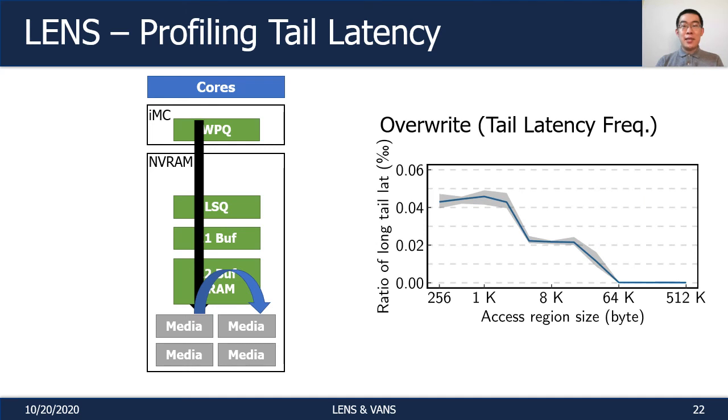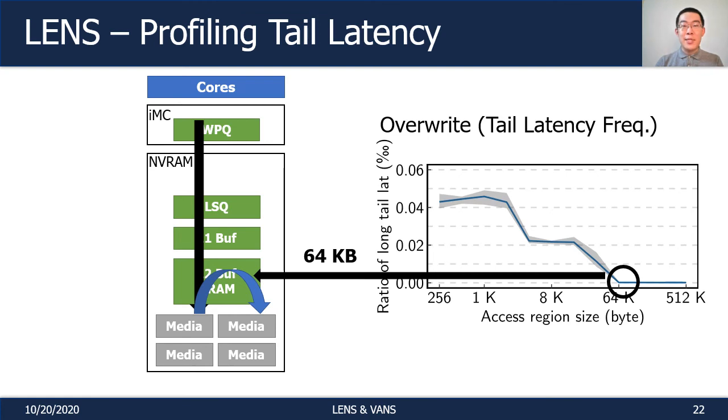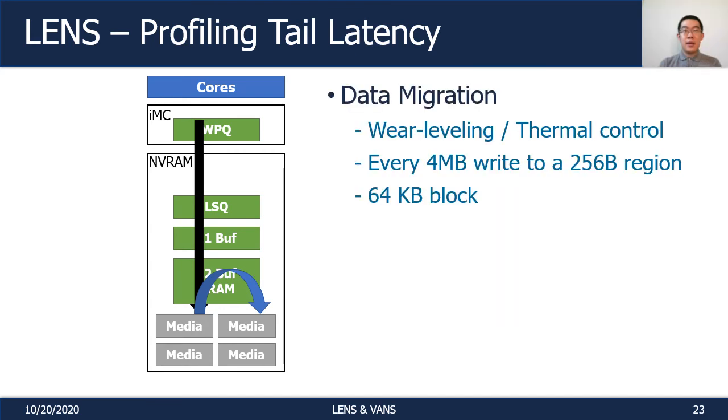To detect the data migration block size for wear leveling, we perform overwrite tests on different sized memory regions and measure the frequency of long tail latency. Here we notice that the long tail latency frequency drops to nearly 0 with a 64 kilobyte region size, which means the controller migrates 64 kilobytes of data for each wear leveling. In summary, our overwrite test finds the data migration for wear leveling or thermal control purposes. This migration happens every 4 megabytes of writes to the same memory location, and it migrates 64 kilobytes of data every time.